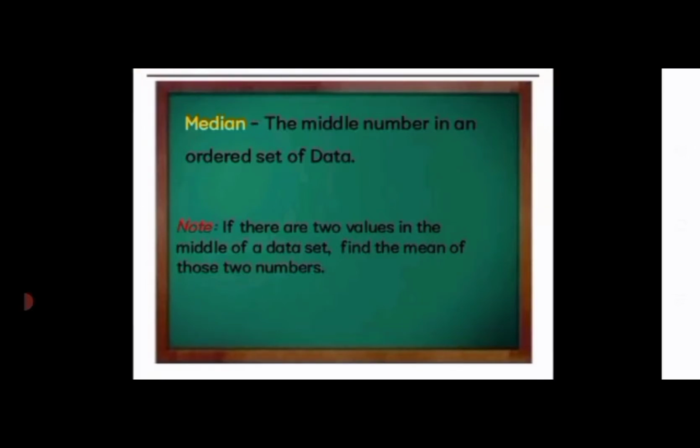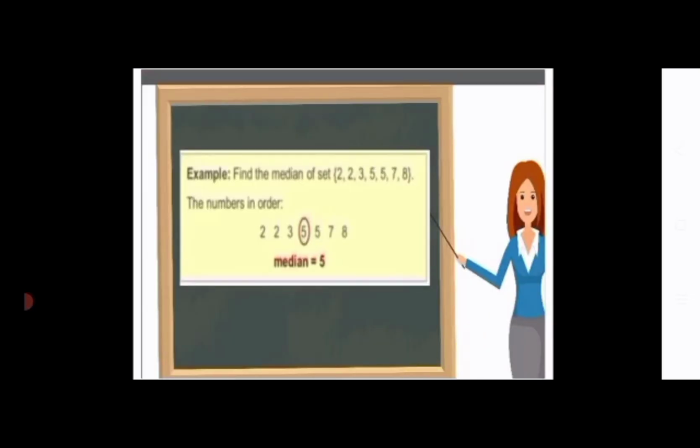What is the median? The median is the middle number in an ordered set of data. Note: if there are two values in the middle of a data set, find the mean of those two numbers. Example: find the median of the set 2, 2, 3, 5, 5, 7, 8. The numbers in order are 2, 2, 3, 5, 5, 7, 8. The median in this set of data is 5.